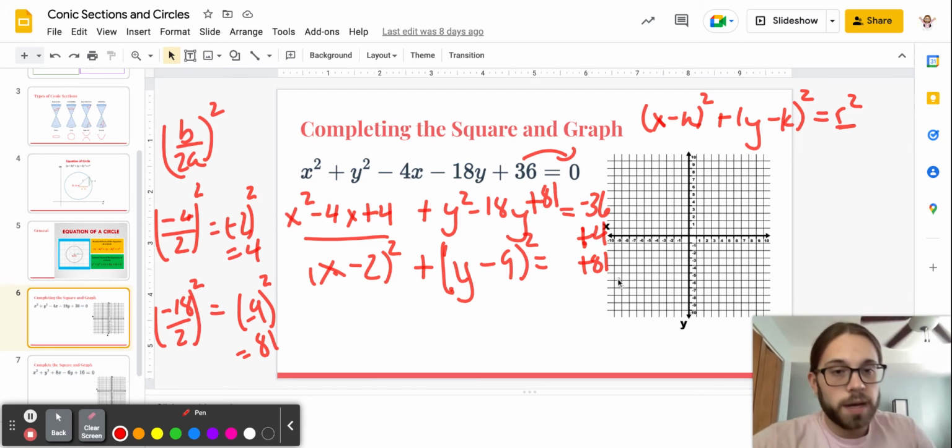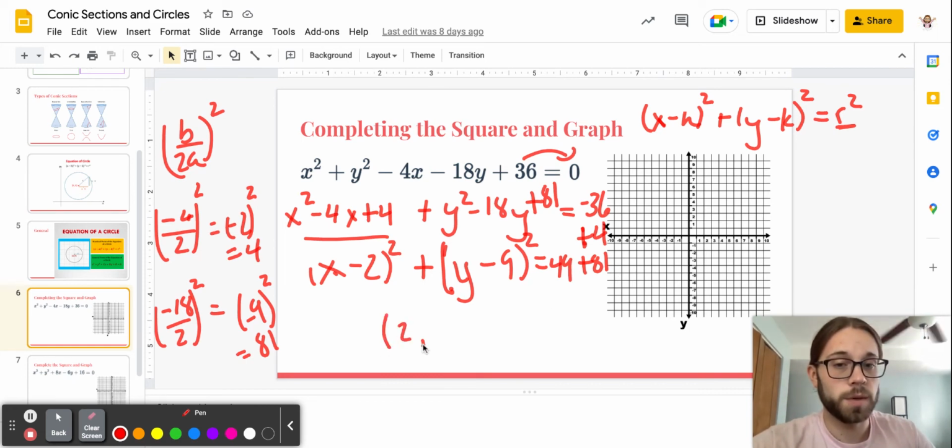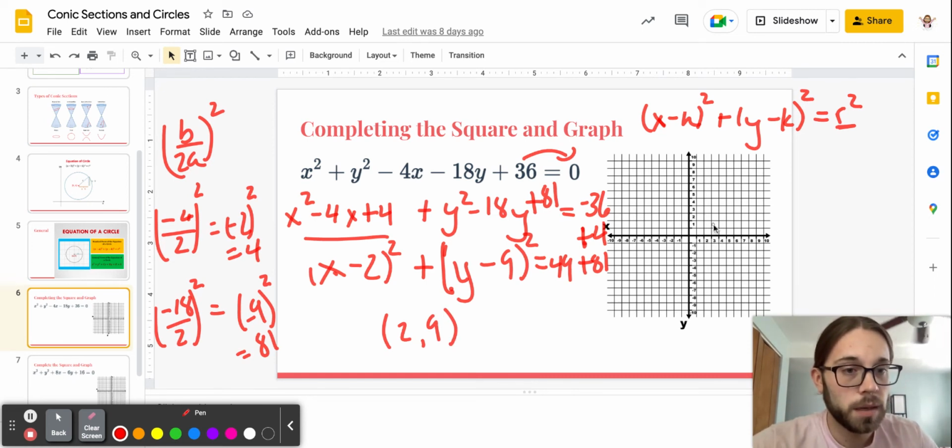Okay, so that's going to end up being, well, -36 plus 4 is -32. -32 plus 81 should be 49. So then we have our circle. We have 2, 9. That's lovely. Go over 2, up 9.